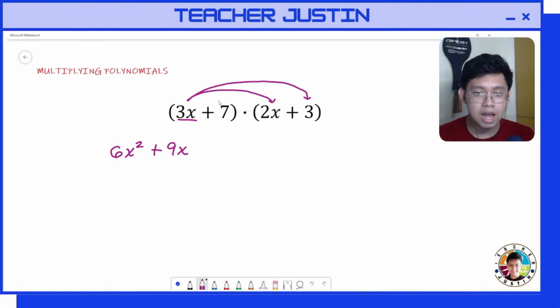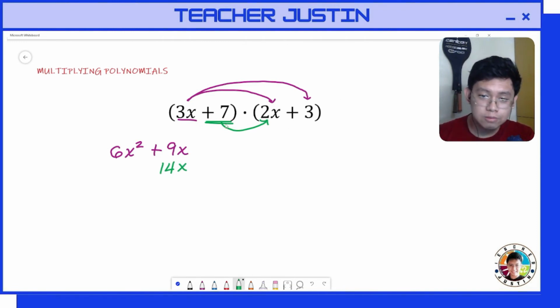Then let's proceed to our second term, positive 7. So let's continue with our FOIL method. We multiply 7, the inner, by the inner. So 7 times 2x, that will be 14x. Let's place 14x below 9x because they are similar terms. They have the same variable and the same exponent of that variable. So let's place it below.